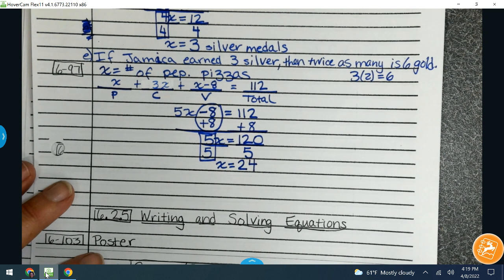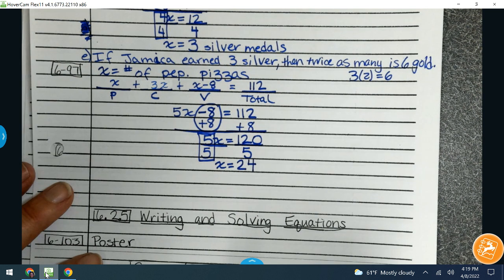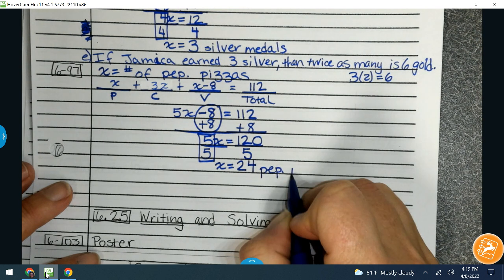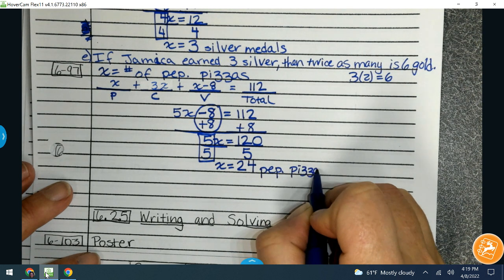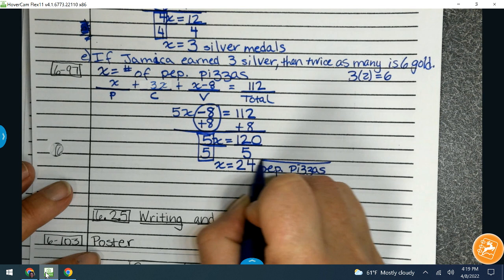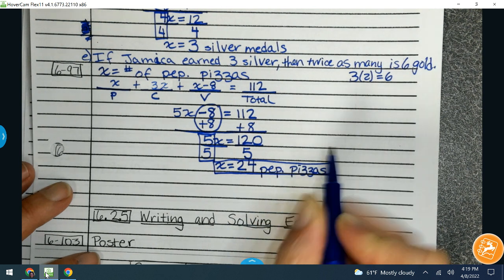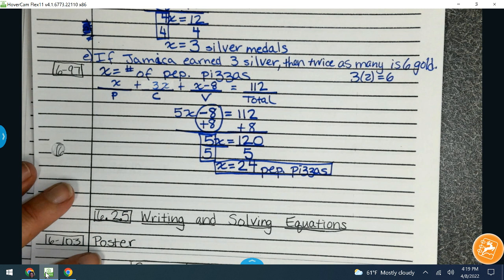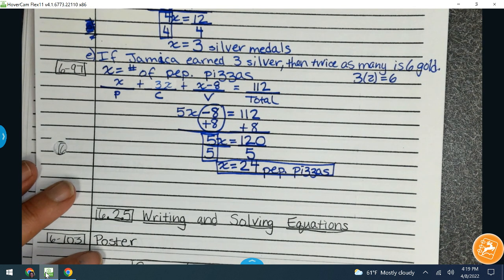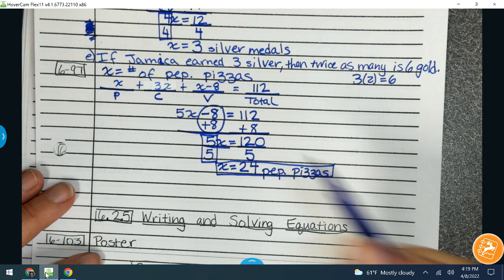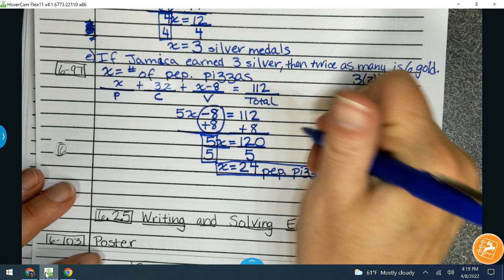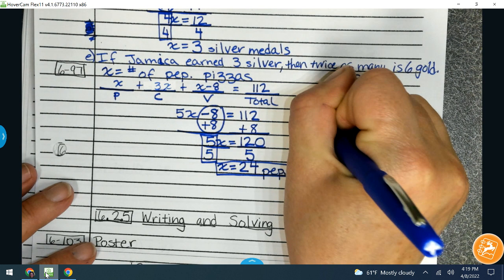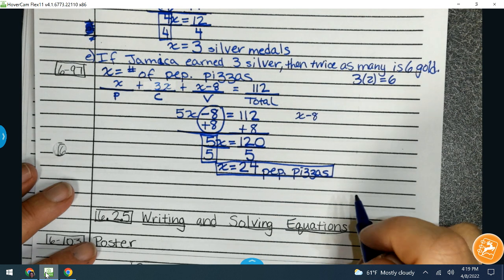But it's not just 24 of anything. It's 24 pepperoni pizzas. And that's important because we need to go back in and figure out how many combo and how many veggie pizzas there were. So let's start with veggie. So I have x minus 8 for our veggies.